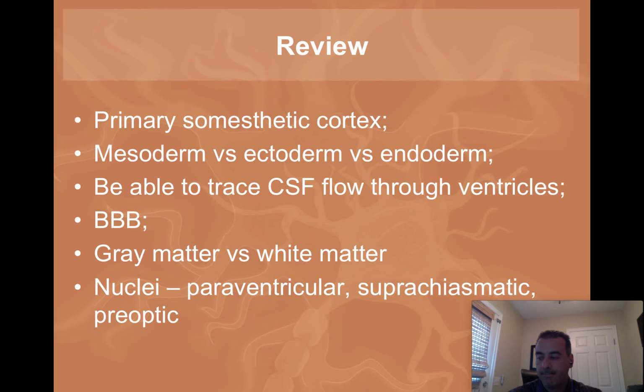Some other nuclei that you should be familiar with, location and function, are the paraventricular nuclei, suprachiasmatic nuclei, and the preoptic nuclei. Be familiar with those three. Very specific. As you can see, my reviews are pretty specific. I pretty much have the exam open right here. So I'm trying to get you in the right direction here, okay? Know your numbers of cranial nerves. Know your association areas.